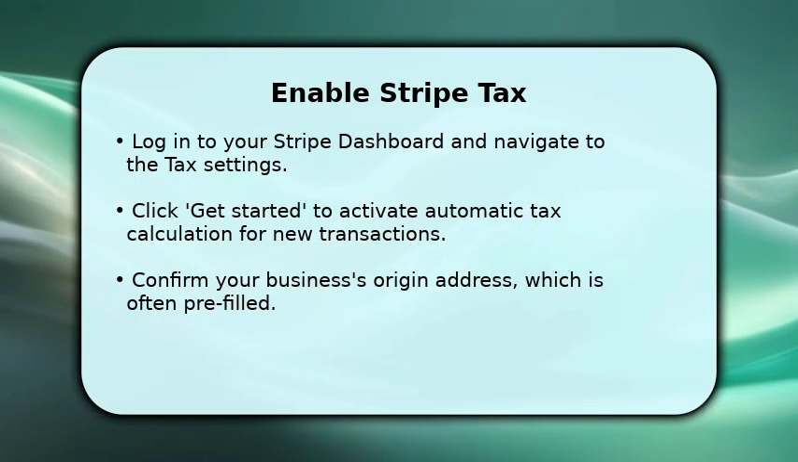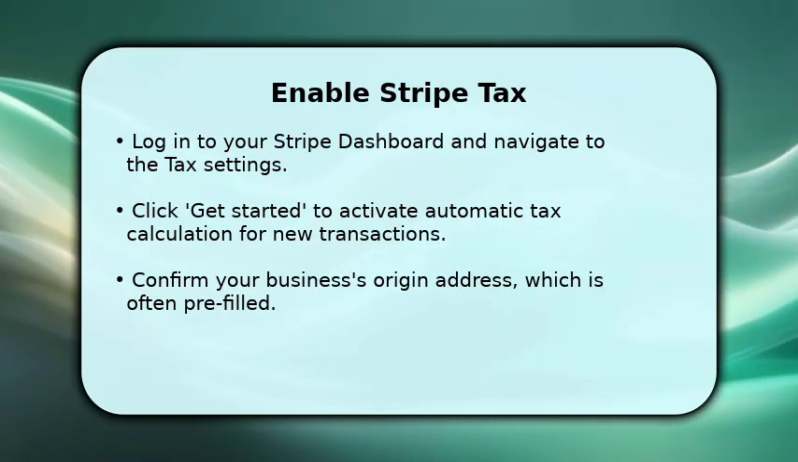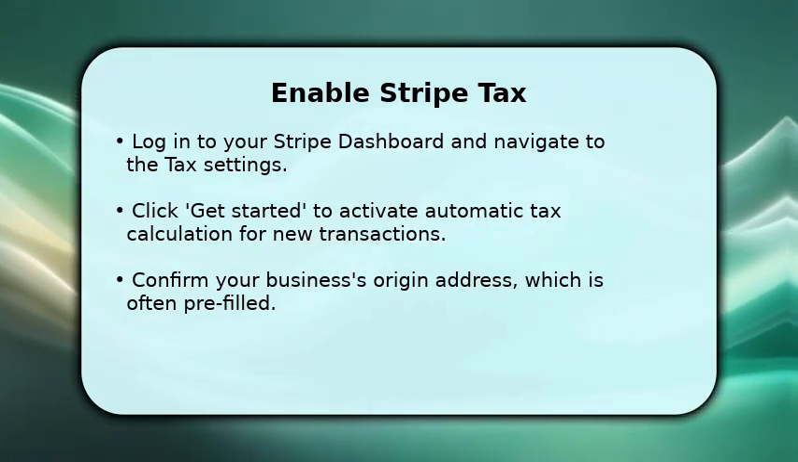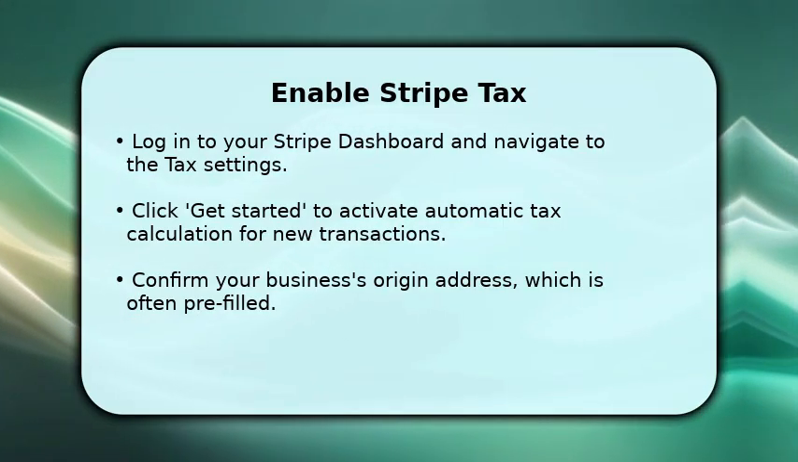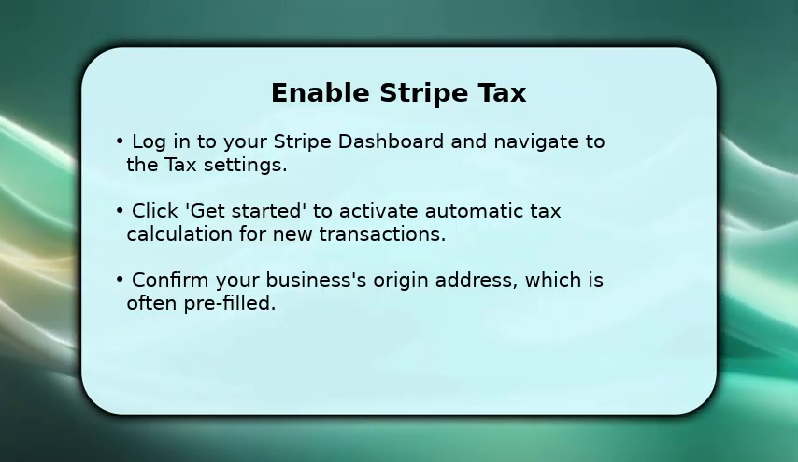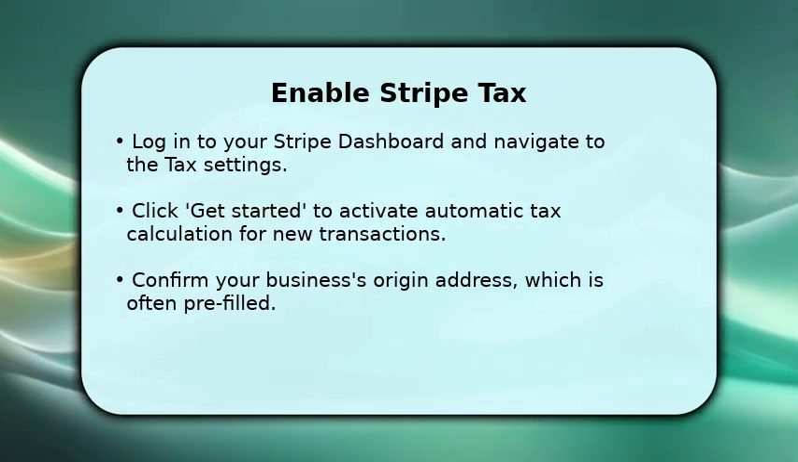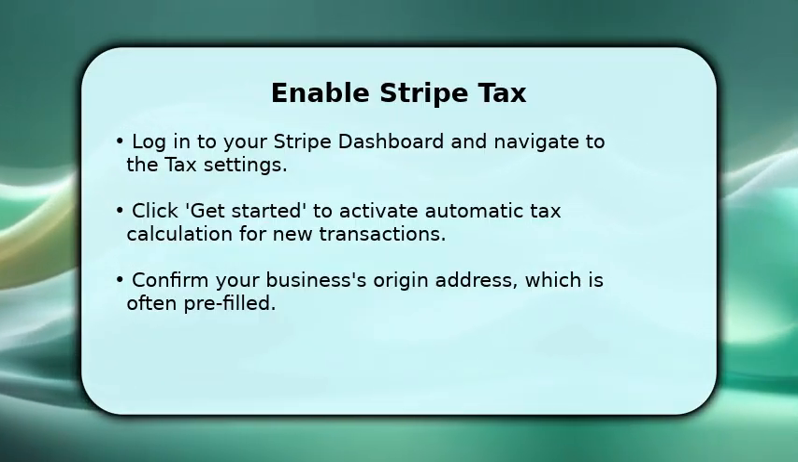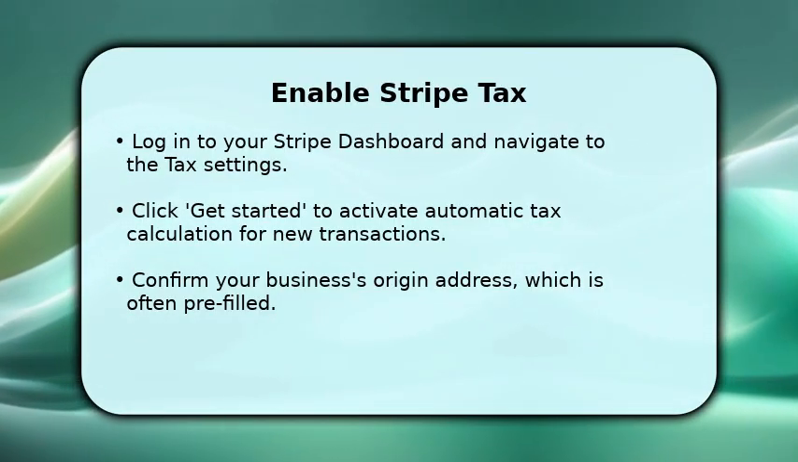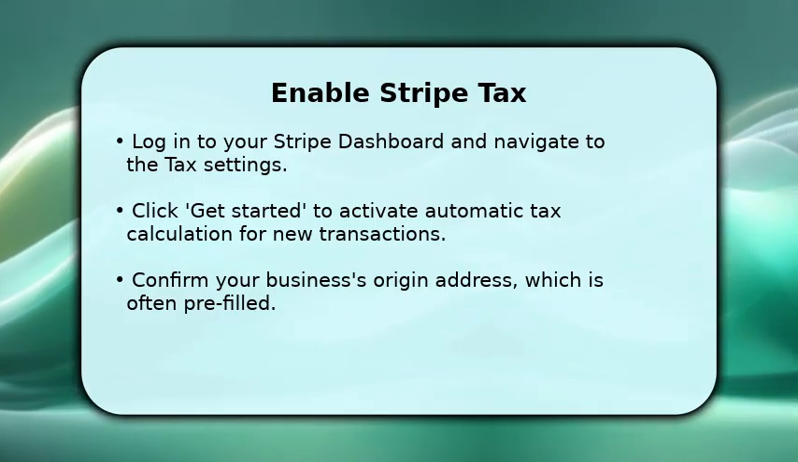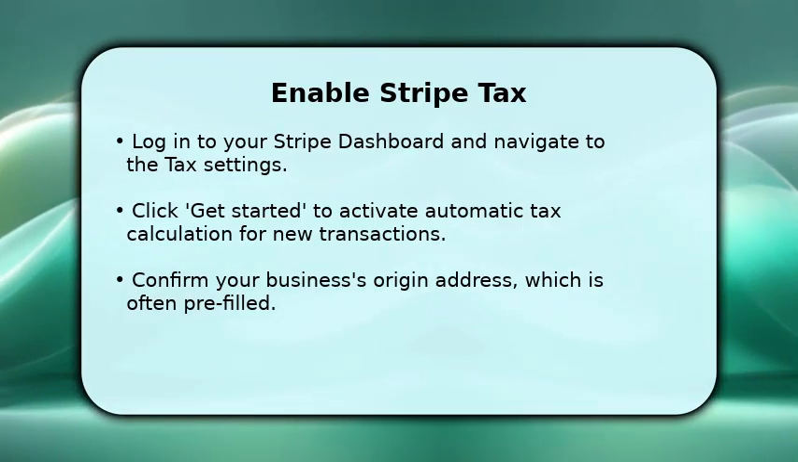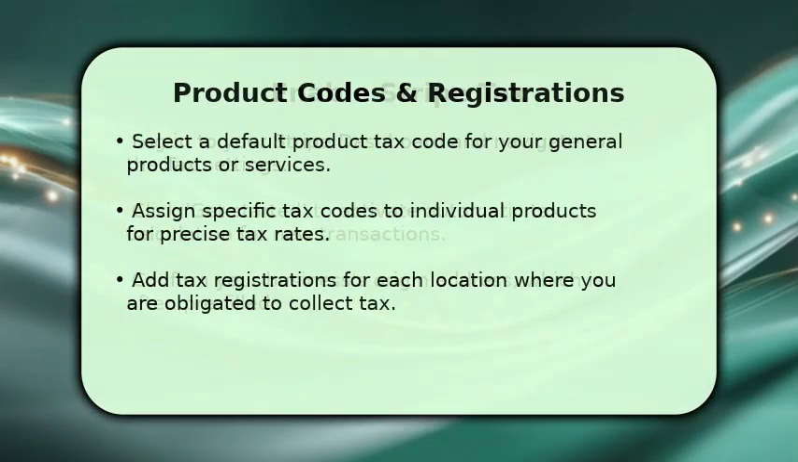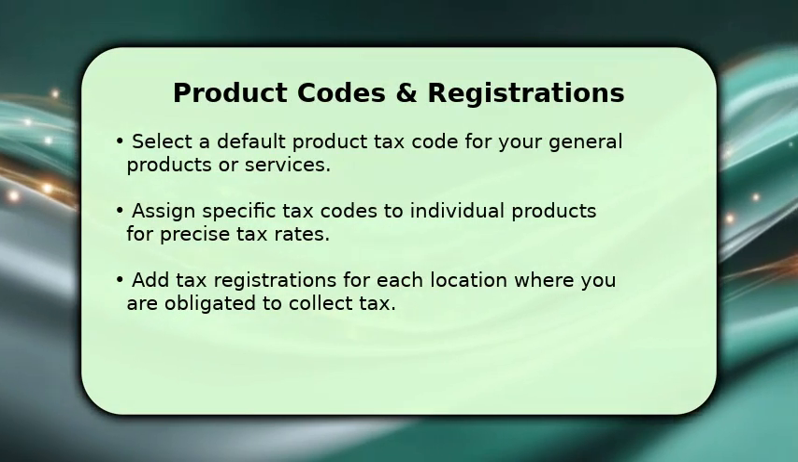To begin, simply log in to your Stripe dashboard. From there, find and click on the tax section in your settings. You'll see an option to get started. Click this to activate automatic tax calculation for all your new transactions. Stripe will often pre-fill your business's origin address, so just take a moment to review and confirm that these details are correct before saving. Next, you'll want to configure your product tax codes.